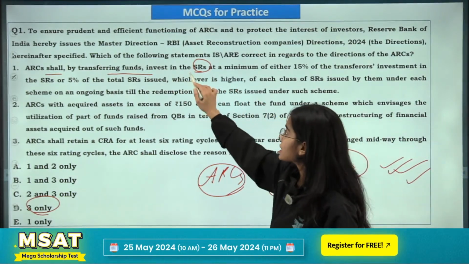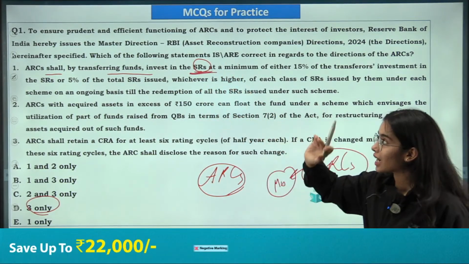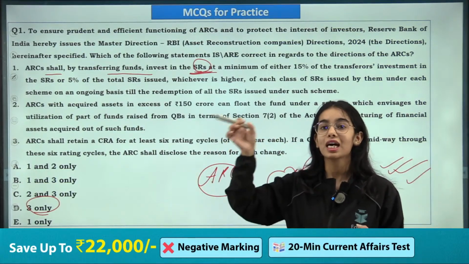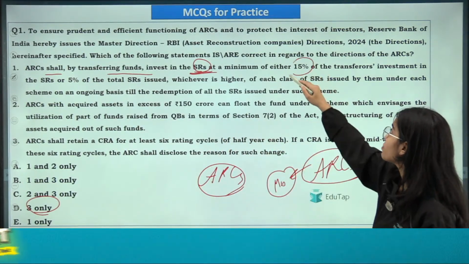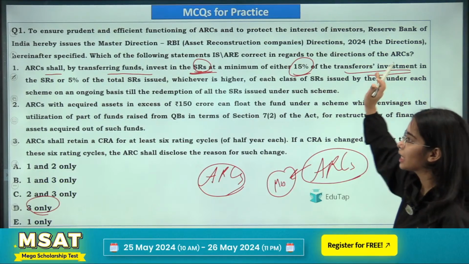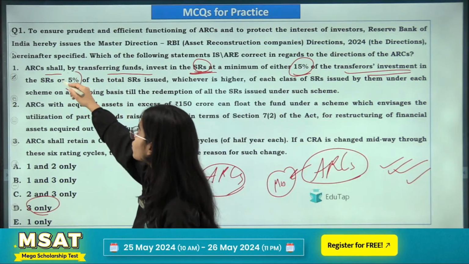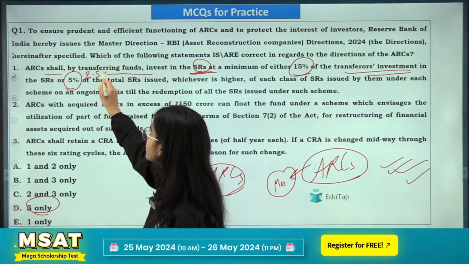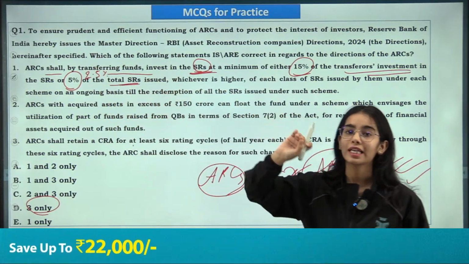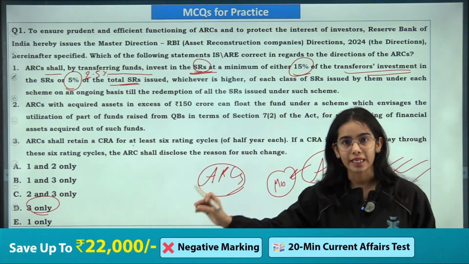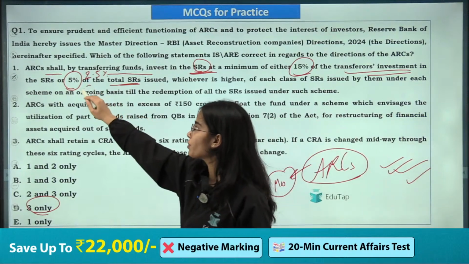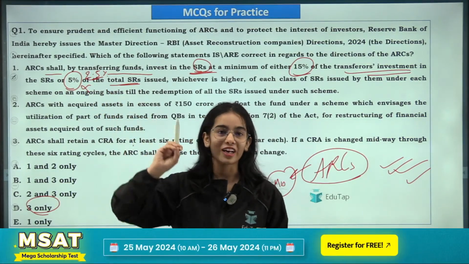ARCs release the security receipts in which ARCs themselves have to invest a minimum of either 15% of the transferor's investment in the security receipts or 2.5% of the total security receipts issued for a particular case. So that is the idea. Here it should not be 5%, it should be 2.5%.